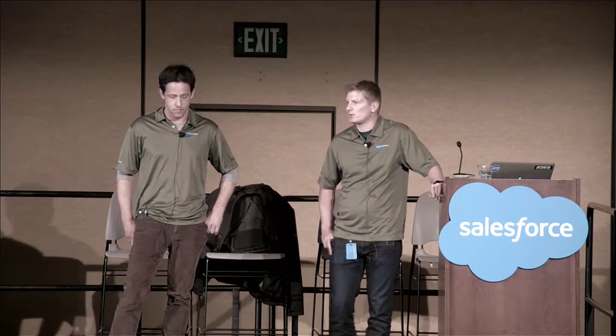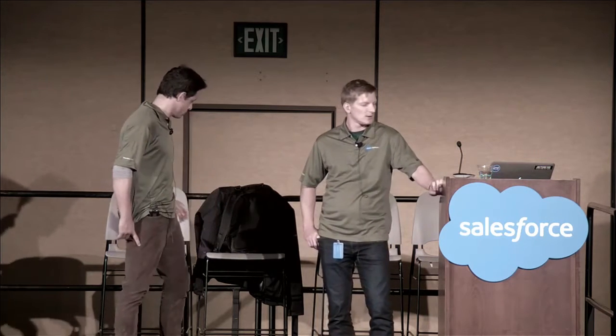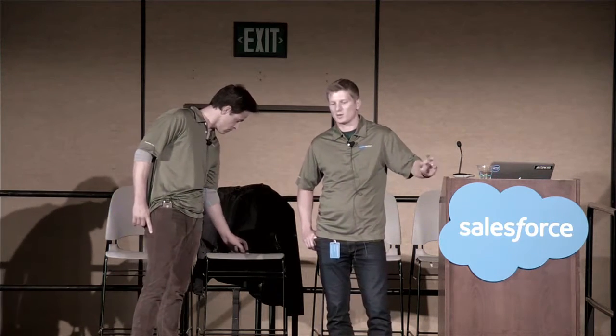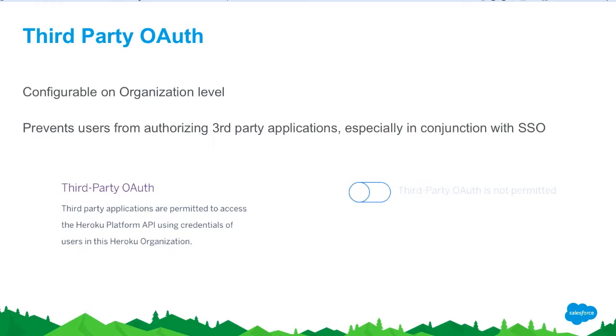There's one thing that people can also use in an organization, which is to use OAuth to give access to third-party apps to their Heroku account. But you may think, okay, so I have configured SSO, but now there's a way for a user to actually grant access to an organization through OAuth. Luckily, Heroku security folks already thought about it, and so there's a way to turn off third-party OAuth.